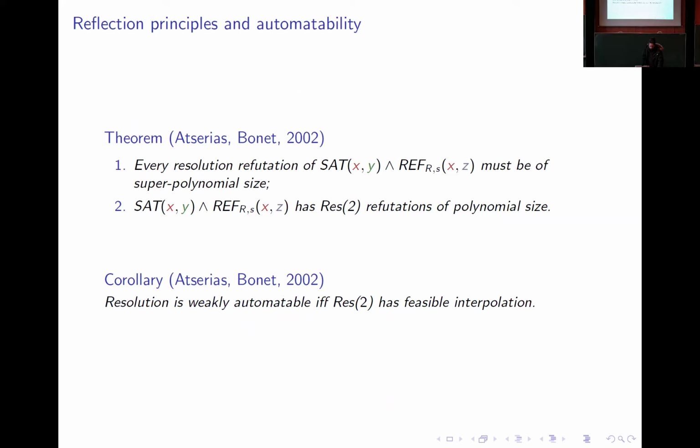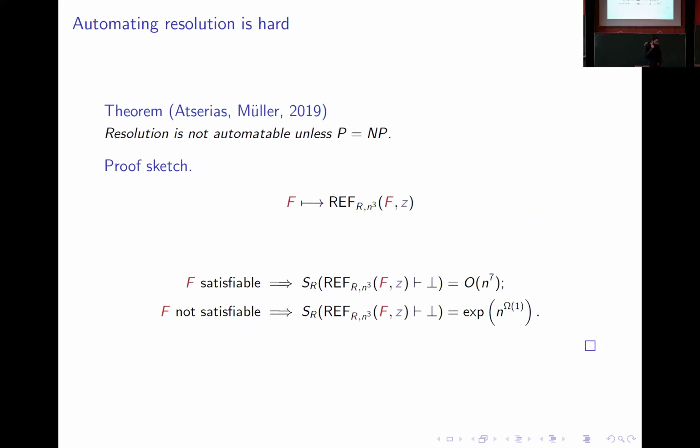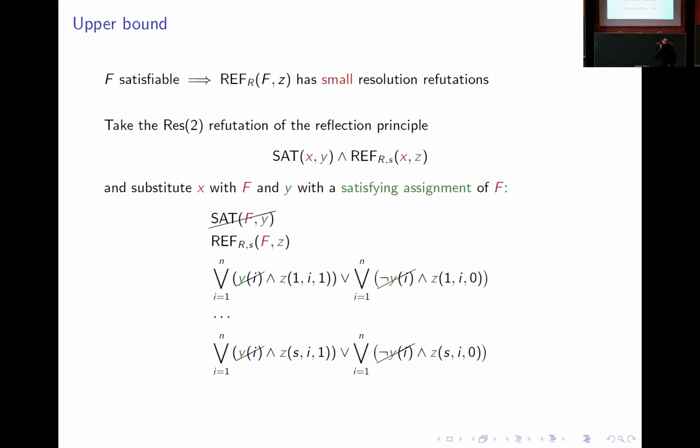On the other hand, it gives the basis for this reduction. So given a CNF formula F, we map it to the second part of the reflection principle. If F is satisfiable, then if we plug a satisfying assignment into this Res(2) proof I showed you, this becomes true, and these two DNFs become closed. So that becomes a resolution refutation of the second part of the reflection principle.